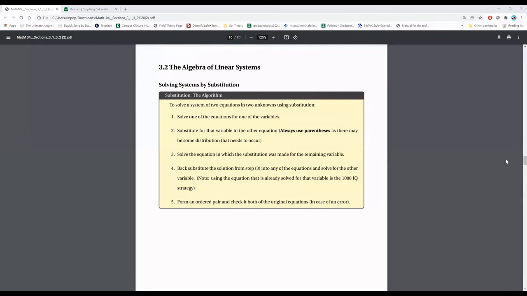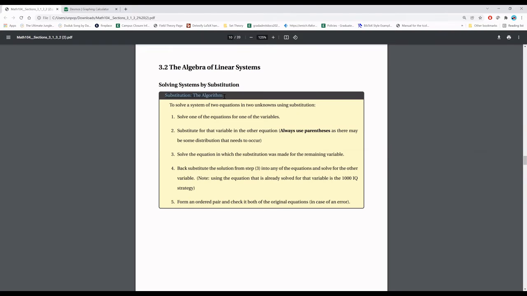All right, 3.2, we're going to study two methods for solving systems of linear equations. First thing we're going to study is the substitution method, and then we will study the elimination method. Some of you may have heard that called the addition method. So we'll start with substitution.